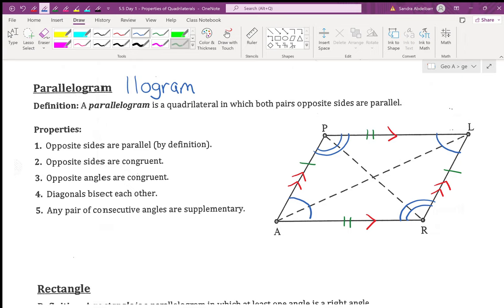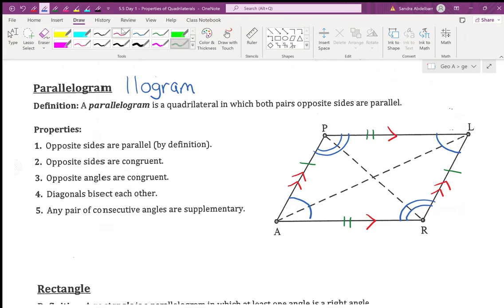All right, the diagonals bisect each other. What does it mean to bisect? What does it mean when I say the diagonals bisect each other? Any ideas? Mila? The diagonal between A and L is split in half. Good. It's not only the diagonal AL, the diagonal PR also splits in half.